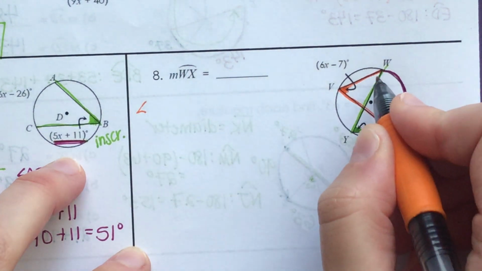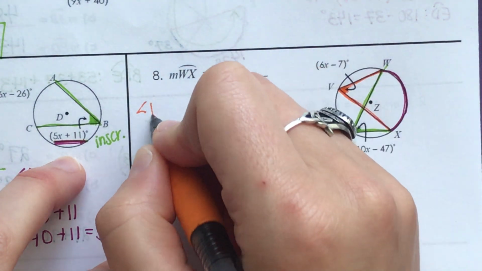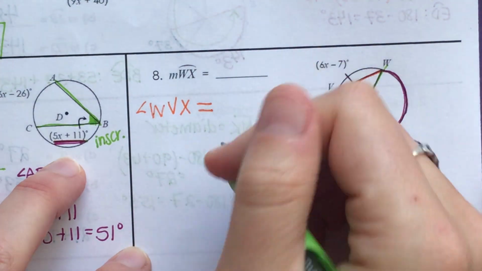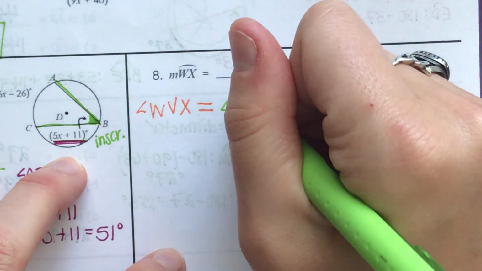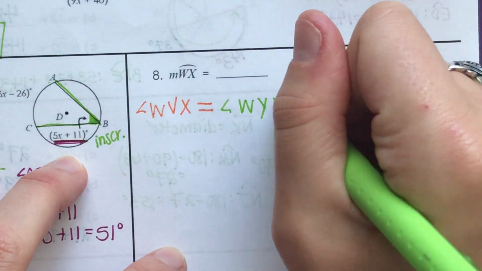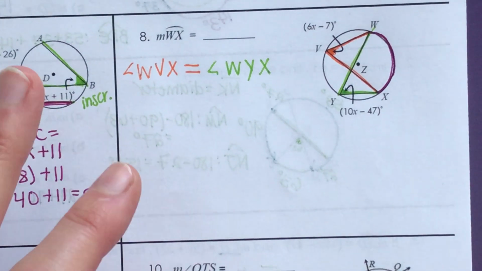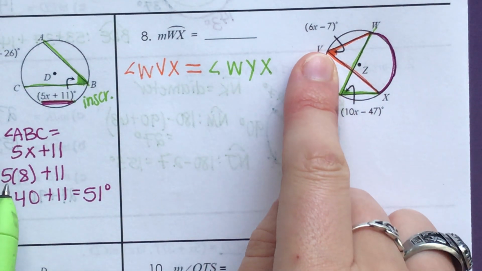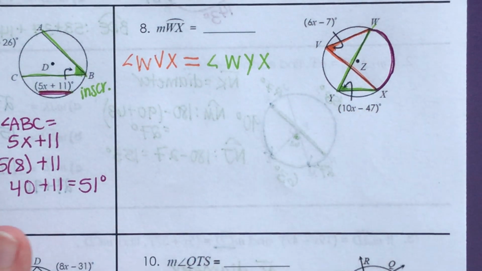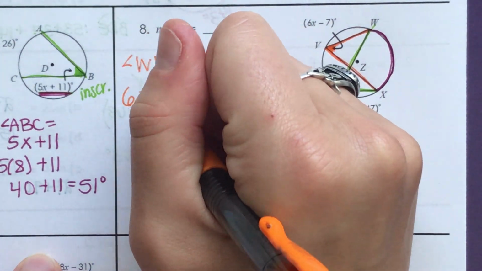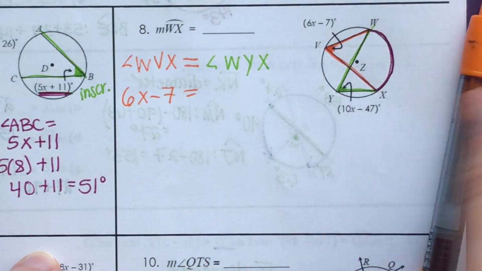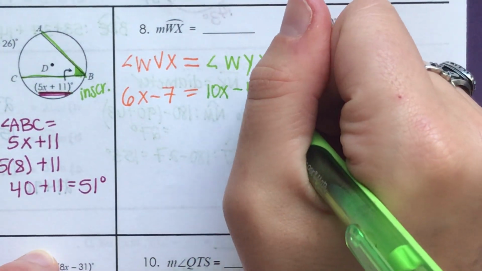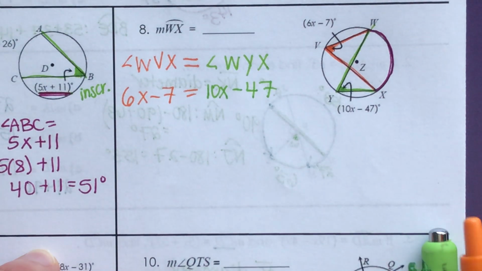So angle WVX is equal to angle WYX. They are congruent angles. So when I write my equation, I'm going to say that this angle is equal to this one. I'm just going to substitute in the equations. So 6x minus 7 equals 10x minus 47. And then I'm just going to solve for x.